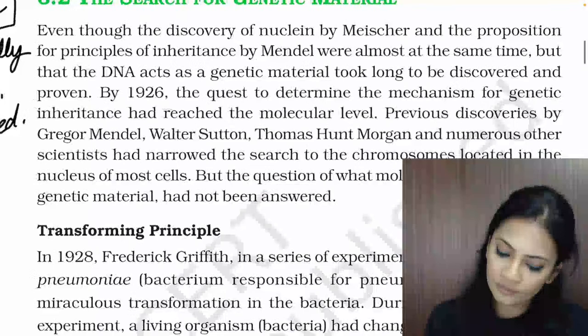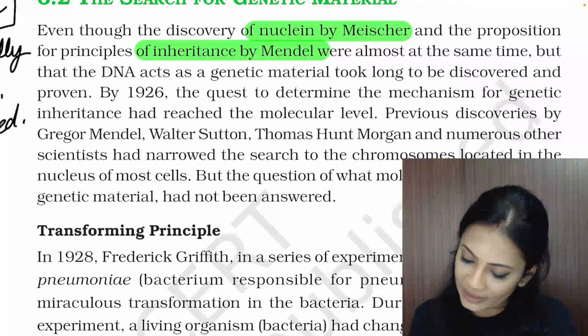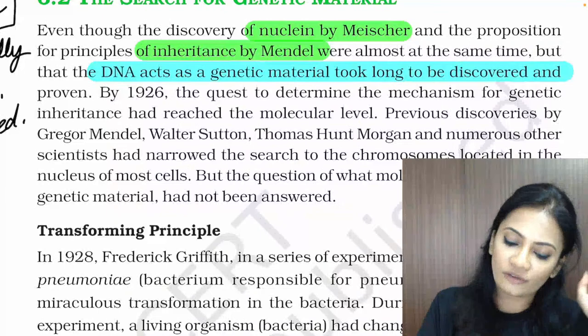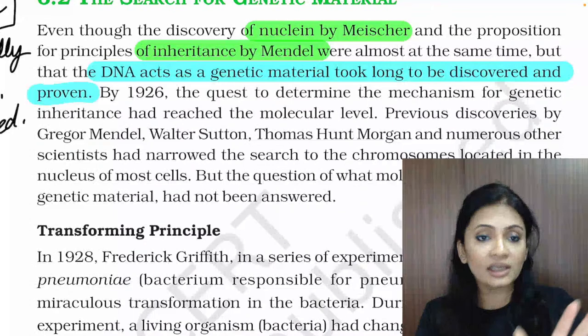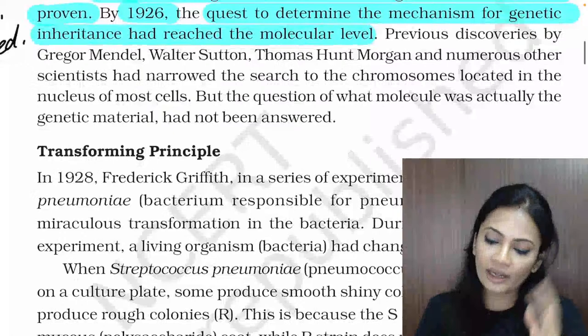Even though the discovery of nuclein by Miescher and inheritance by Mendel were almost at the same time, but in 1926, what do we see here? The fact that DNA is a genetic material took a very long time to be proven. So DNA hai, this everybody knew. But DNA is a genetic material, this nobody knew. Fine. So by 1926, the quest to determine the mechanism for genetic inheritance reached the molecular level. Okay. All right, it needs to reach the molecular level.